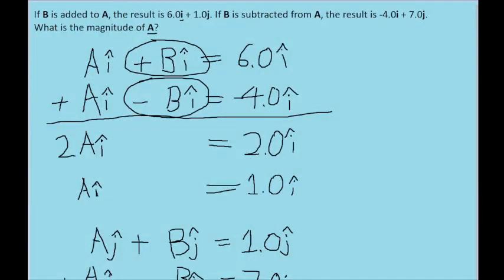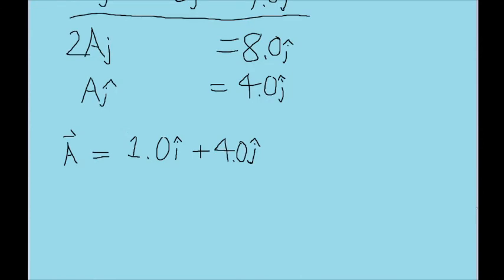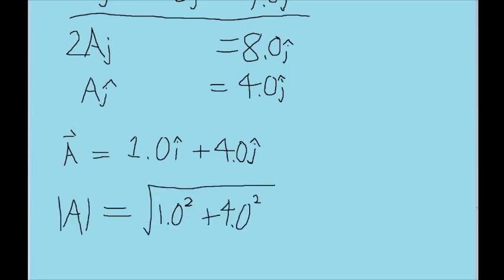Now the problem is asking us for the magnitude of A. So to find the magnitude of this vector, now that we know both components, is to take the square root of the sum of the squares of each individual component. So the magnitude of A is equal to the square root of 1 squared plus 4 squared. And if you put this into your calculator, you find that this is equal to about 4.1. So that is our answer. That is the magnitude of vector A.